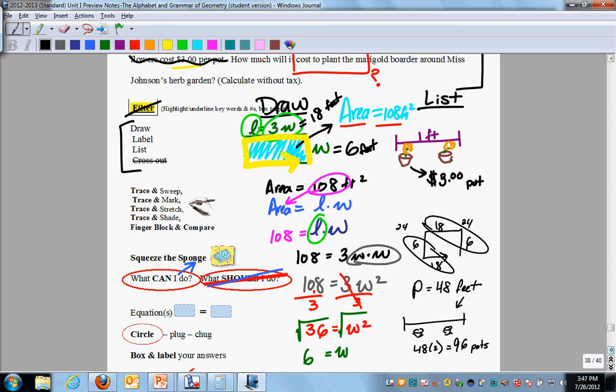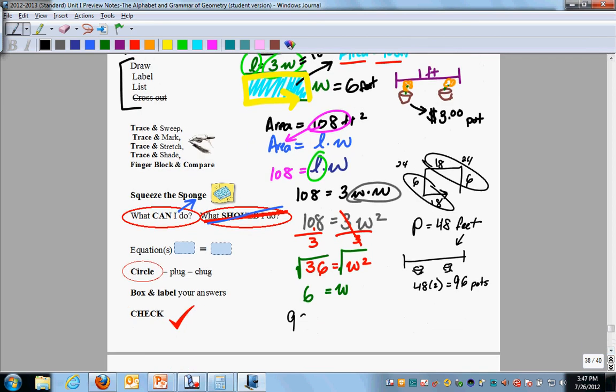So total cost, I have 96 pots times $3 each. So we're going to go 96 times 3. This is 18. Carry the 1. 3 times 9 is 27. Plus 1 is 28. So our total cost is $288 to buy the marigold flowers for the border. Check my work, check your work, see how close you got.